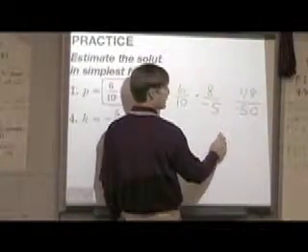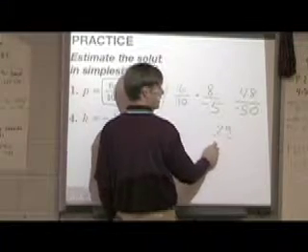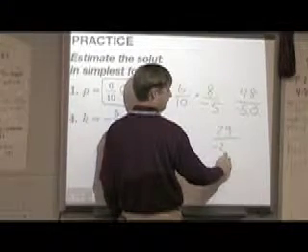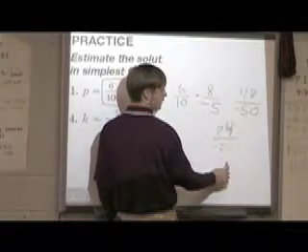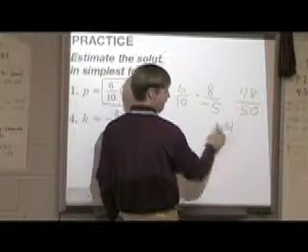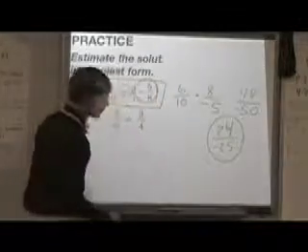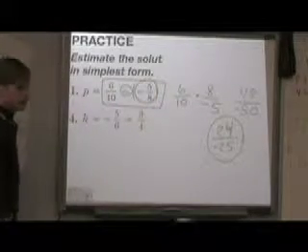Divide the top by 2, you get 24. Divide the bottom by 2, you get negative 25. So your answer is 24 over negative 25.